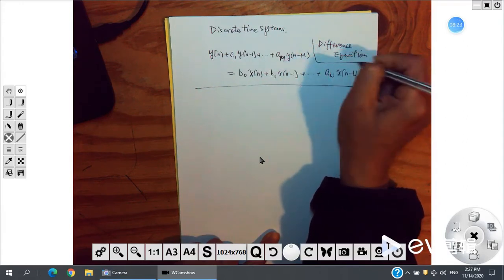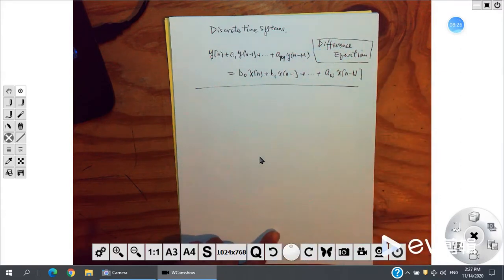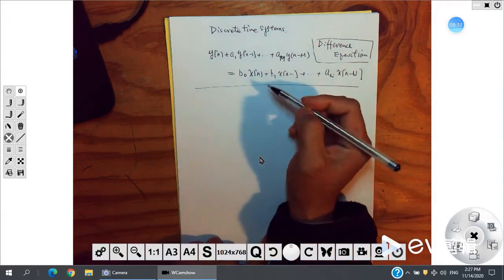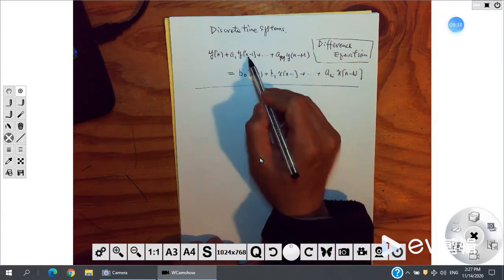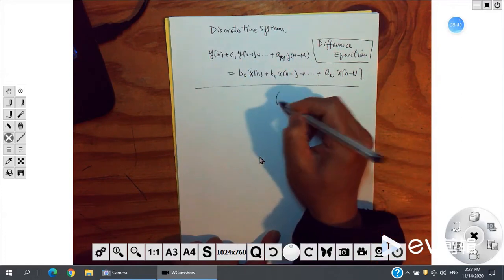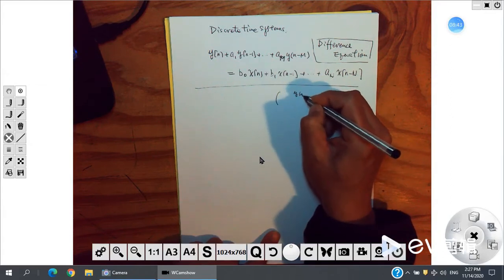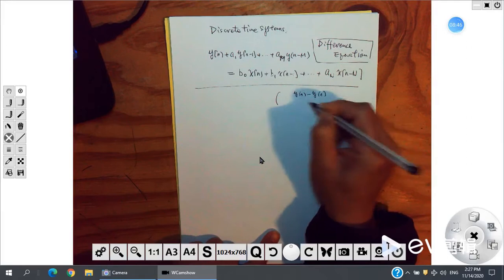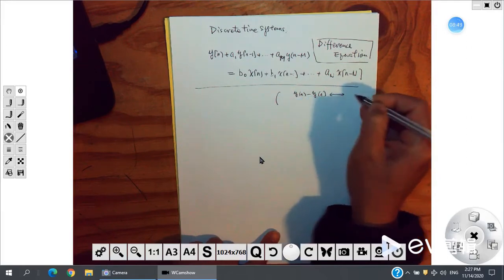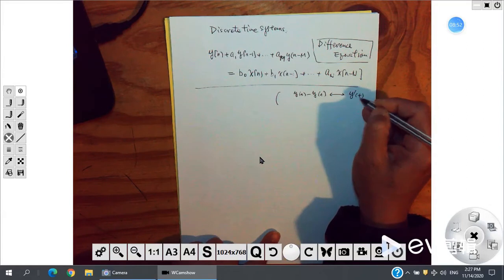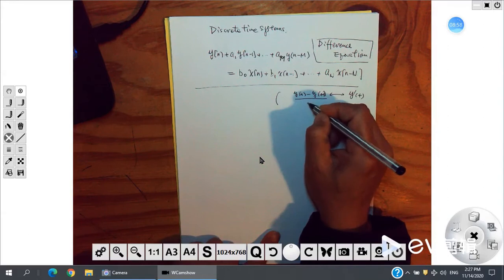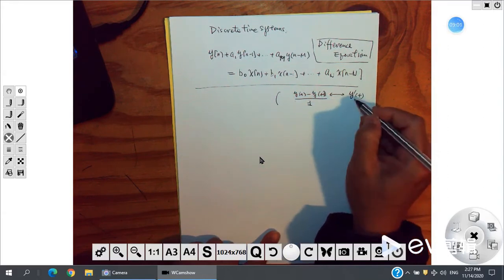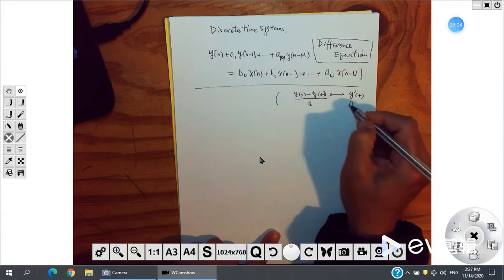The difference equation is similar to the differential equation. In a differential equation, we use a derivative of a signal, then you have the equation. Now we use a shift of the signal. We have y of n minus y of n minus 1. You can think this is related to y prime of t, because this is just the difference divided by 1. That will be the same, right?